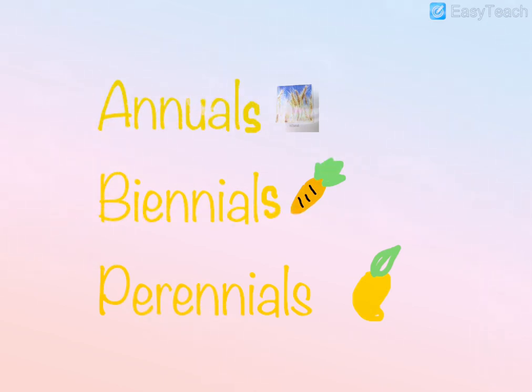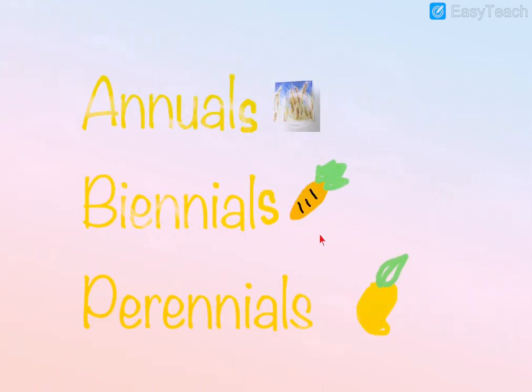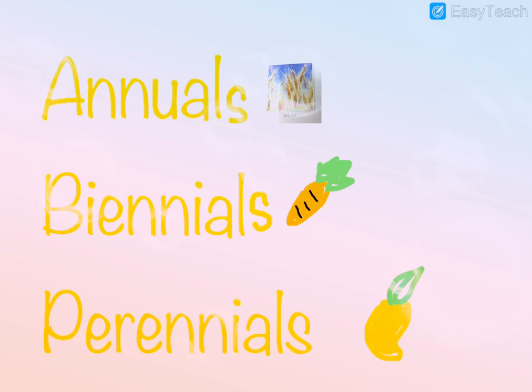So annuals are the plants which will just take 1 year to complete their life cycle. They grow, flower, set seed and die within 1 year. For example, wheat. Okay, so the next thing is biennials. Moving ahead with biennials, there are certain plants that complete their life cycle in 2 years.